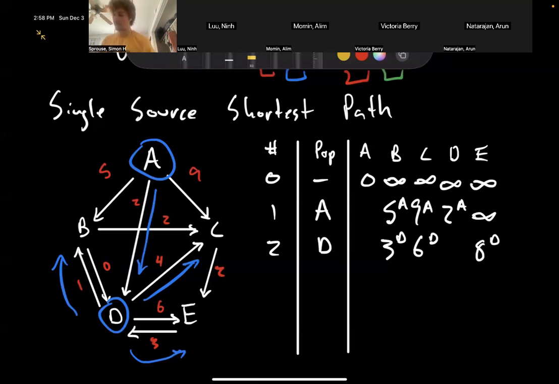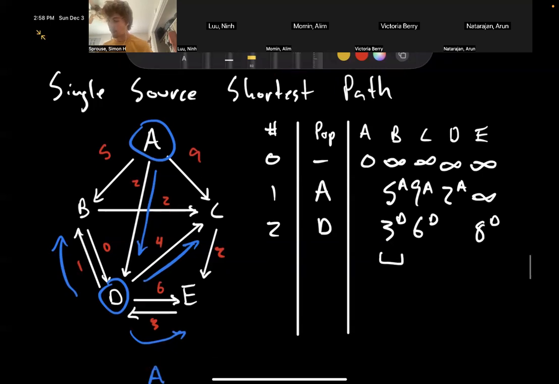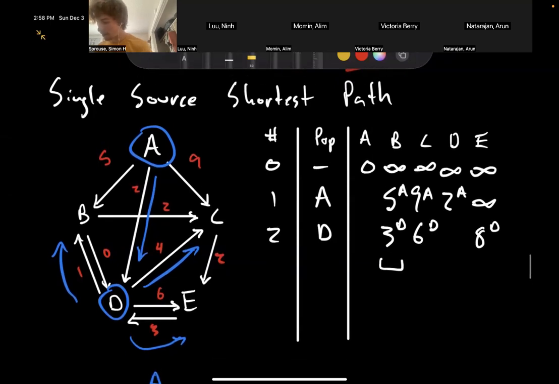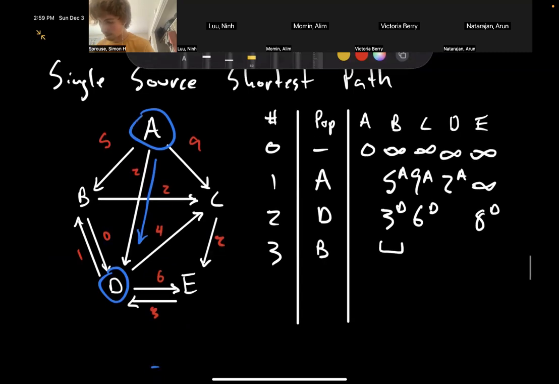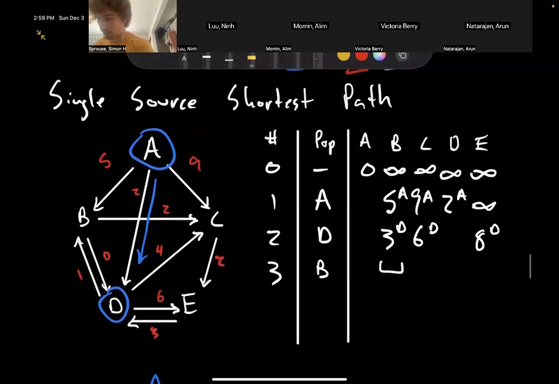Okay, and so now we're going to pick the minimum element again and pop it. So we're going to pop at iteration 3. We're going to pop B from the queue, so we're going to put that here. Go ahead and erase these arrows. And let's go ahead and travel to B. So we went this way.